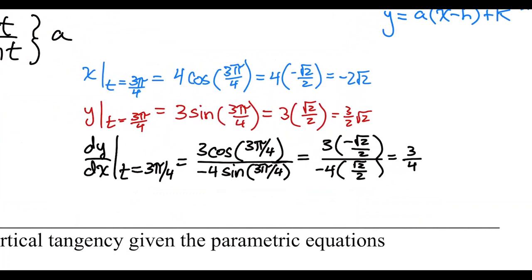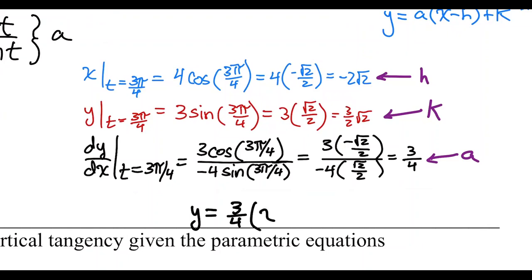So this is, trying to keep the color scheme, this will be my H, my K, and this is the A. So my final answer is going to be y equals 3/4 times x minus 2 rad 2, so x plus 2 rad 2, plus the k value of 3 halves rad 2, so plus 3 halves radical 2.